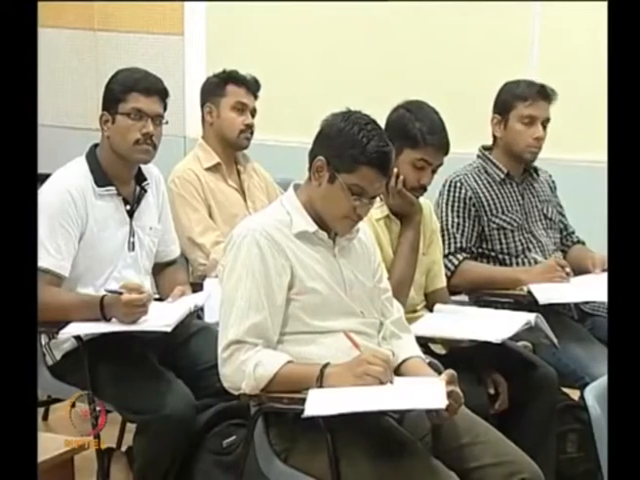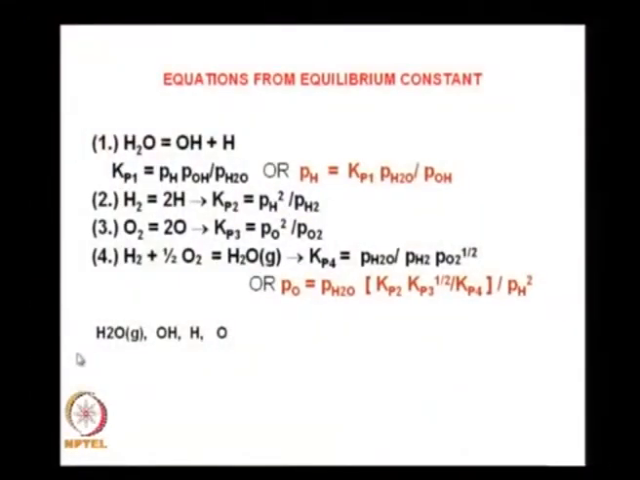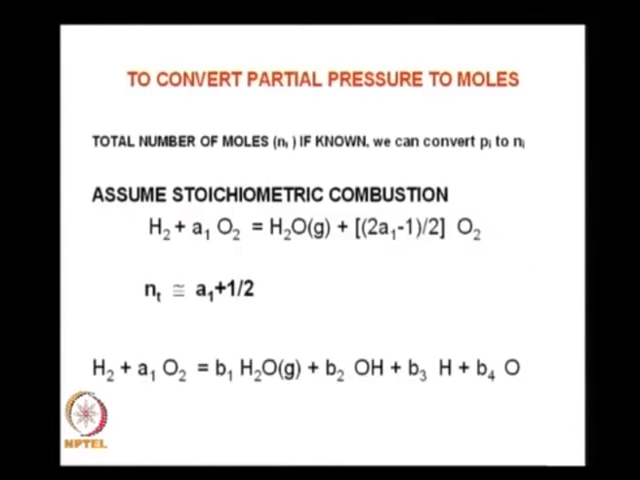What were the 4 species? B1 of H2O, B2 of OH, B3 of H and B4 of O. Now we are able to relate 2 of them to the remaining 2 of them, and therefore now I can close my equation because I have 2 more equations. Let's put it together again. My equations are in terms of B1, B2, B3, B4, and what I have determined is partial pressure of H2O(g), partial pressure of OH, partial pressure of H and partial pressure of O.